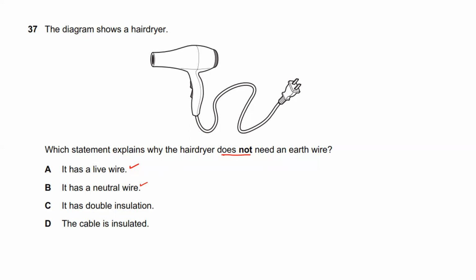So that is one of the advantages of that. So it has double insulation, yes. This is one of the reasons why we don't need an earth wire, because the risk of electric shock is minimalistic in this case. And then the cable is insulated, yes, the cable is insulated, but it has double insulation. That is the best answer. So answer C is the best choice we have.